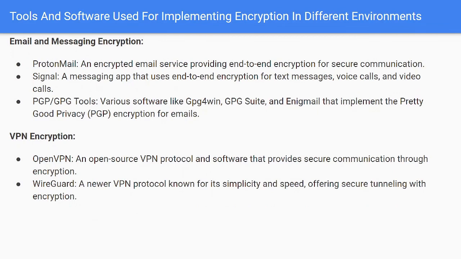So the next one, for email and messaging, we have things like Proton Mail, Signal, and PGP/GPG. PGP is Pretty Good Privacy, and it's used for email encryption. Even Proton Mail is used for email encryption as well. Then we have VPN encryption: we have OpenVPN and WireGuard, which are open source VPN protocols. You understand?